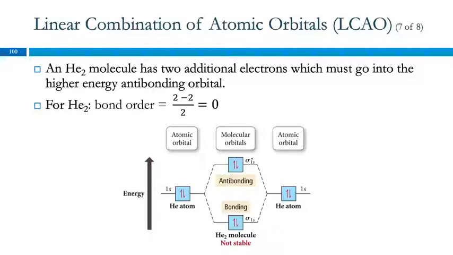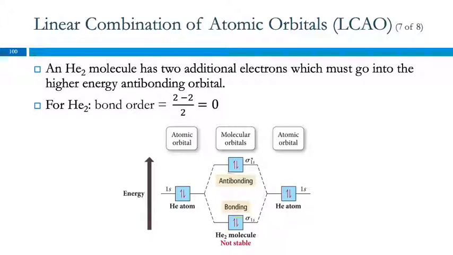Now when we look at the bond order, we've got 2 electrons in the bonding orbitals, and we have 2 electrons in the anti-bonding orbitals. So we have 2 minus 2 divided by 2, so 0. So the bond order here is 0, which predicts that this will not form, and it's not stable.